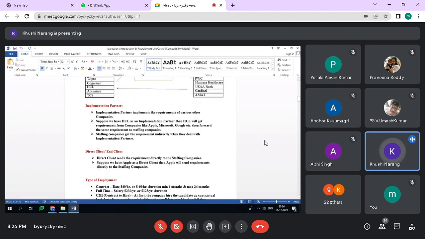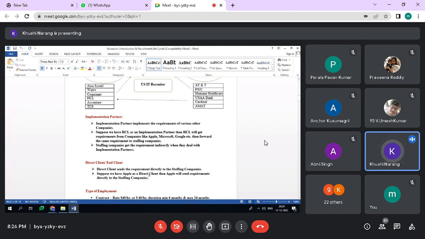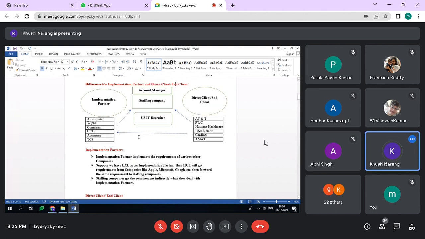But if they deal with a direct client or end client, the direct client sends the requirements directly to the staffing company. Suppose we have Apple as a direct client, then Apple will send the requirements directly to the staffing companies. Got it?